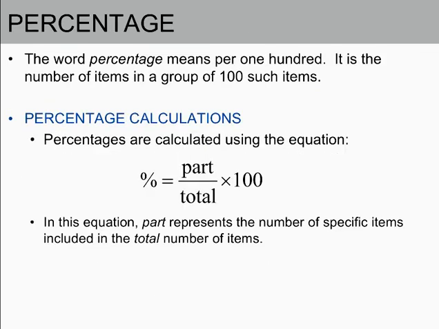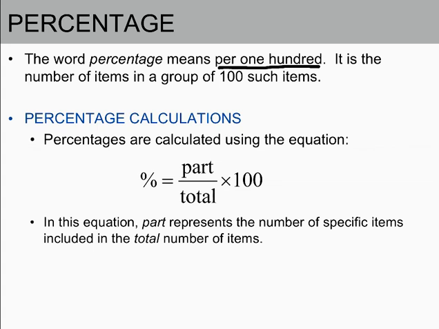Now the next thing we need to talk about are percentages. In chemistry, we often use percentages. For instance, we might describe a solution with a percentage. So for instance, if we have a sugar solution, maybe we describe the amount of sugar in the solution as a percentage. So it is important to know how to use percentages. Now remember that the word percentage means per 100, and it is the number of items in a group of 100 such items.